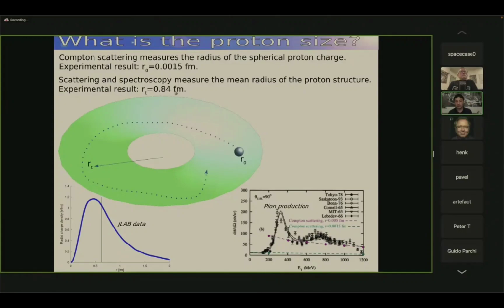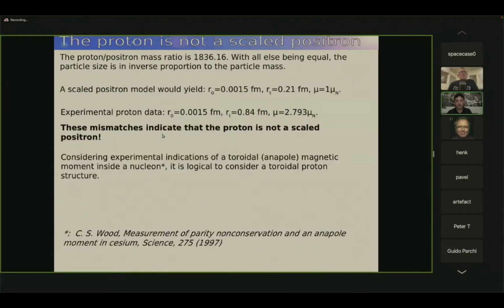This is what the physics literature calls the, in quotes, proton radius, the 0.84 femtometer. Okay, so we are trying to understand the proton as a structure that has the mean radius of 0.82 femtometer, within which this very small spherical ball is moving around. All right, now a logical question to ask: is the proton just a scaled down positron?